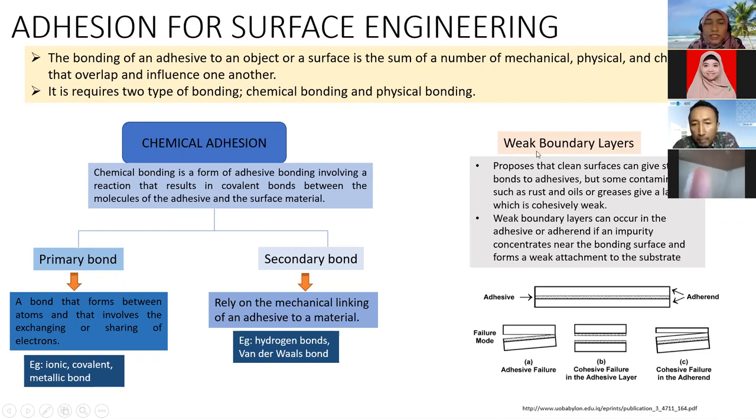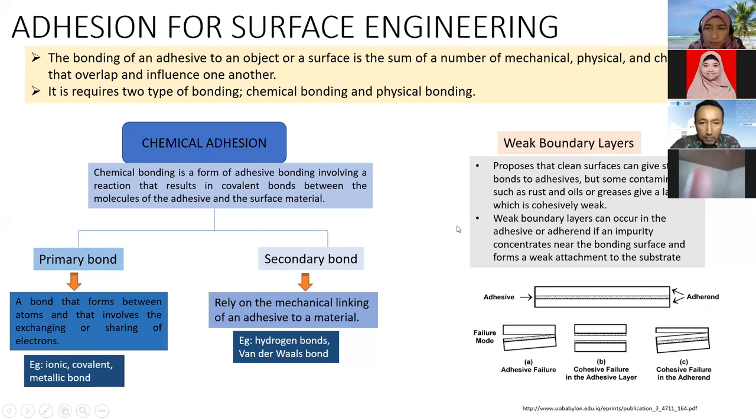So there is another. Actually, there is no certain definition of adhesion, but there are theories of adhesion that have been established. There are six theories of adhesion. One is chemical adhesion. The other one is weak boundary layers of the substrate.